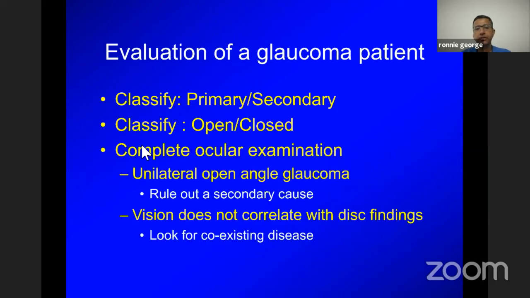And the few important things that you need to rule out: whenever you have a unilateral open angle glaucoma, carefully rule out a secondary cause. You can get unilateral POAG, but it is rare. A secondary cause needs to be ruled out before you commit to saying that this is a unilateral primary open angle glaucoma. If your vision does not correlate with the disc finding, look for coexisting disease, because you have to be able to explain any decrease in vision in a glaucoma patient before you finally conclude that it is because of glaucoma.